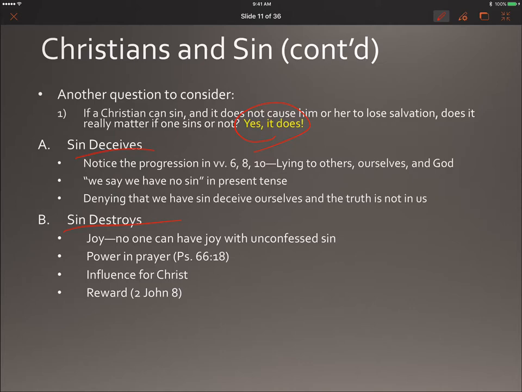If a person is saved, I remember what Dr. Adrian Rogers said about this.